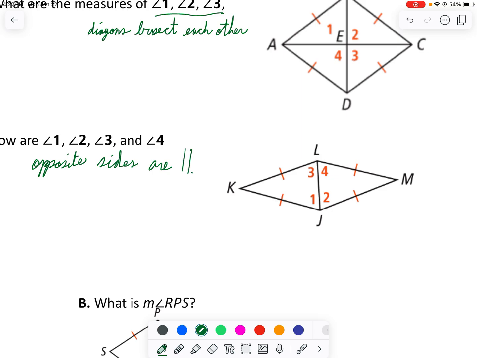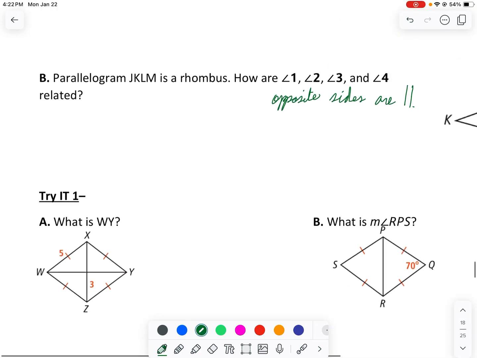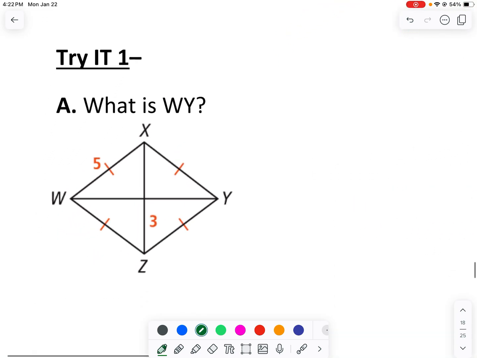Okay, we know that opposite sides are parallel. So what does that mean? Think about all of the things that happen with parallel lines. It's alternate interior angles, corresponding angles, etc. All right, next one. What is WY?